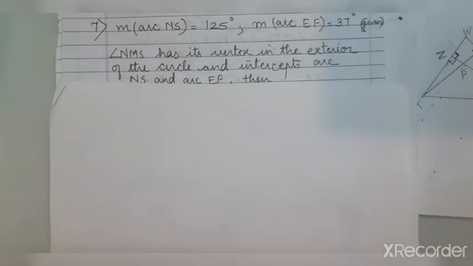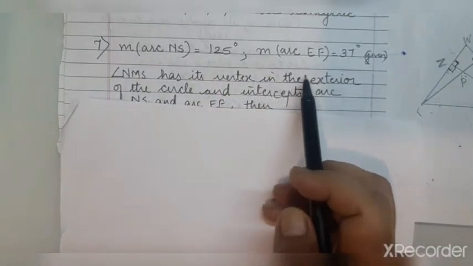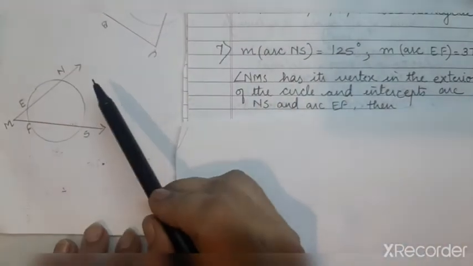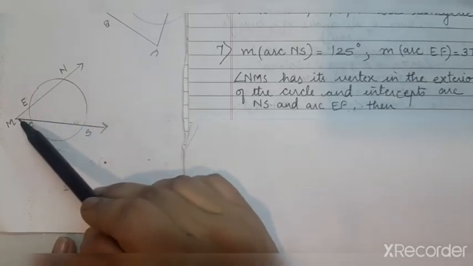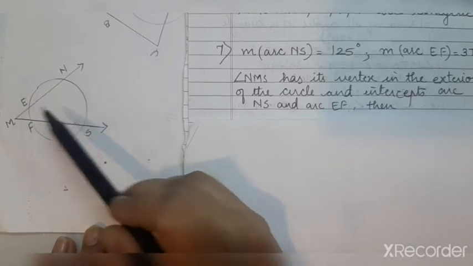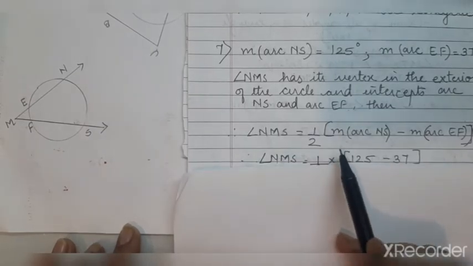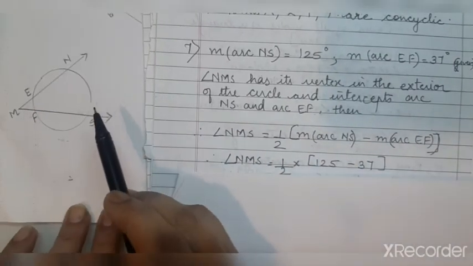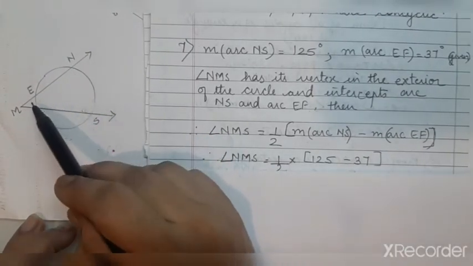So we will first write what is given, that is measure arc NS is 125 degrees and measure arc EF is 37 degrees. Then we'll write the statement pertaining to the figure, that is, angle NMS has its vertex in the exterior of the circle and intercepts arcs NS and EF. Therefore, according to the theorem, angle NMS is equal to half of measure arc NS minus measure arc EF. I told you, the bigger arc minus the smaller arc.